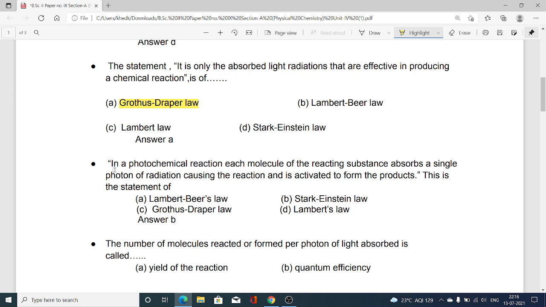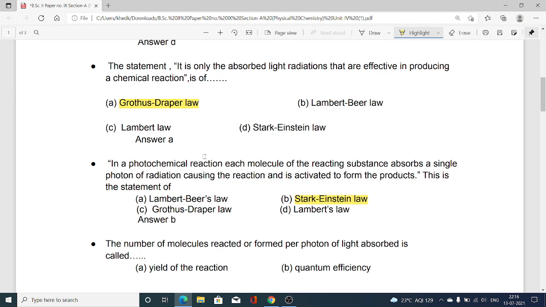Next MCQ. In a photochemical reaction, each molecule of the reacting substance absorbs a single photon of radiation causing the reaction and is activated to form the product. This is the statement of dash dash, option A, Lambert-Beer's law, option B, Stark-Einstein's law, option C, Grotthuss-Draper law, option D, Lambert's law. Option B is correct one, that is the Stark-Einstein's law.